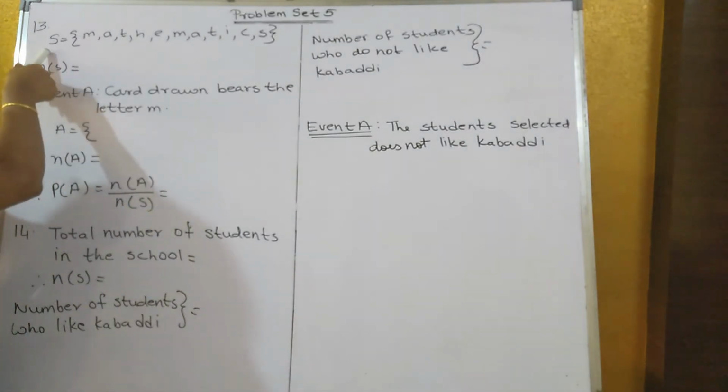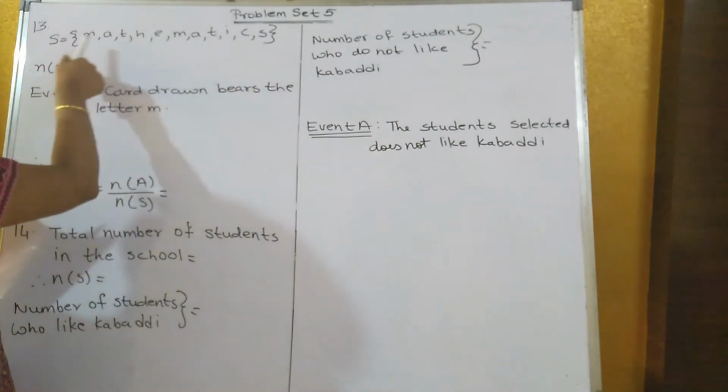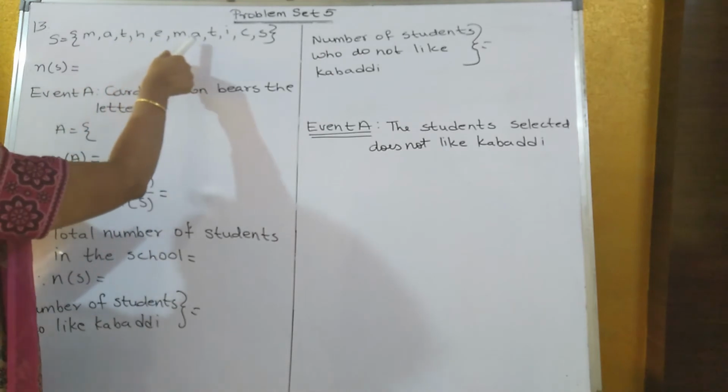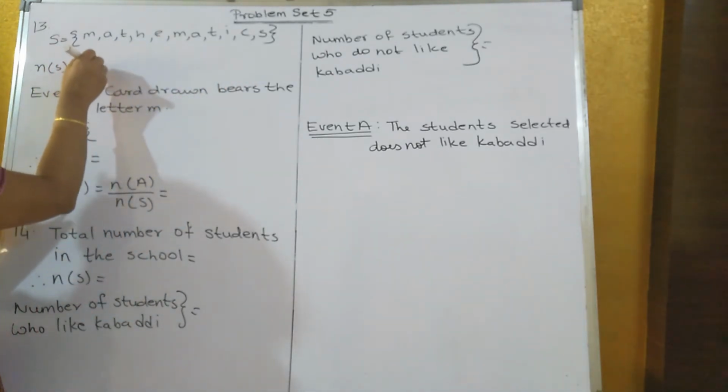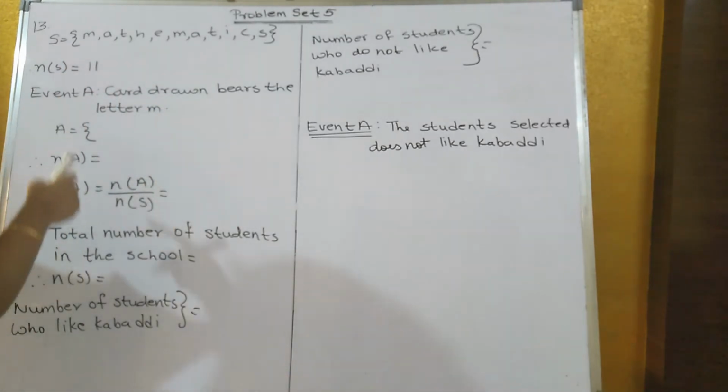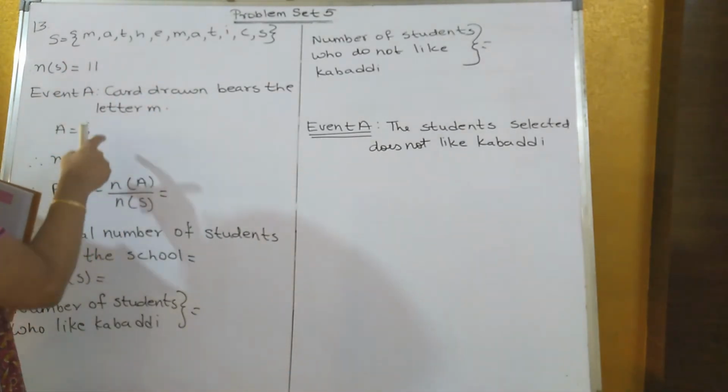So what will be a sample space? Write down the spelling of mathematics, M-A-T-H-E-M-A-T-I-C-S. Totally if you count, how many elements are there? 11 elements are there. Now event A, card drawn bears the letter M.